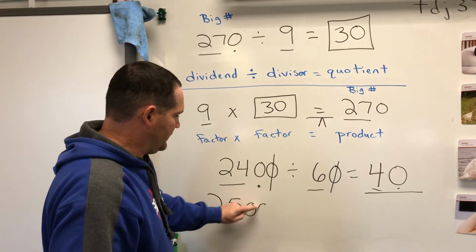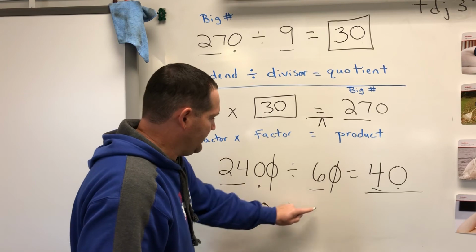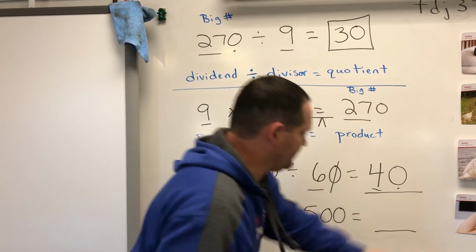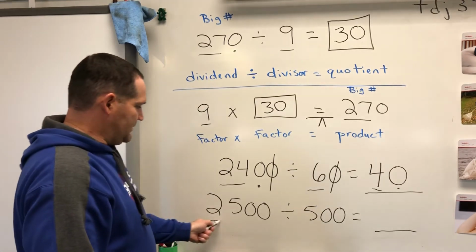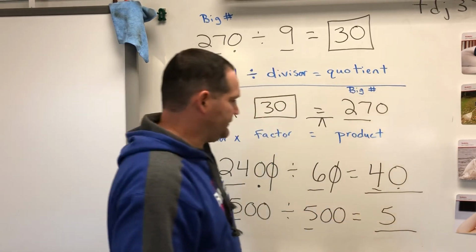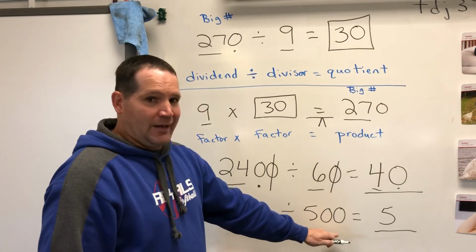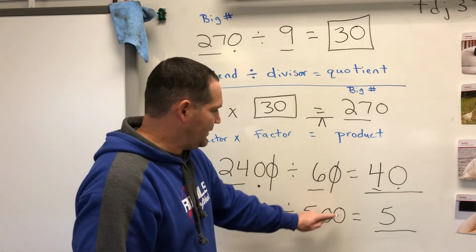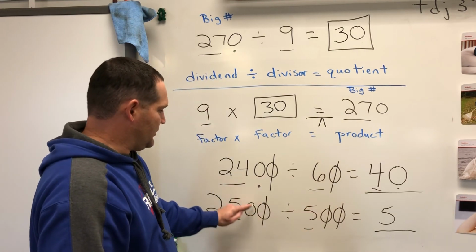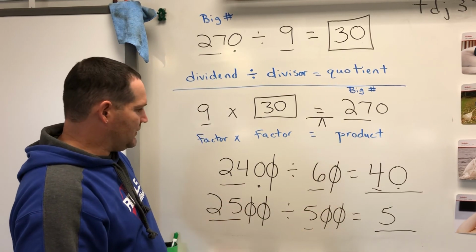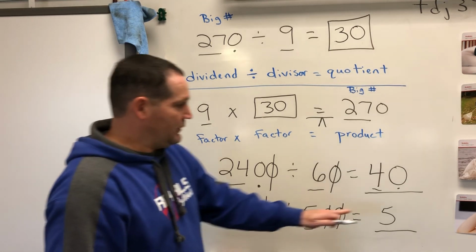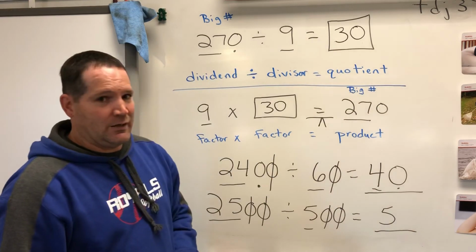2,500 divided by 500 equals blank. My simple fact, 25 divided by 5 equals 5. In this case, I have 2 zeros in my divisor. 1, 2, so I need to cancel 2 zeros in my dividend. There are 0 zeros left. There aren't any left, therefore I don't add any over to my quotient.